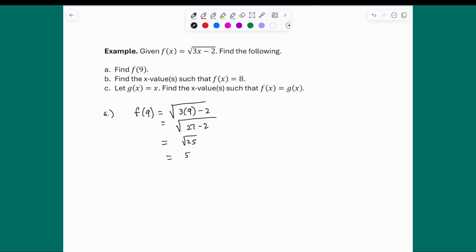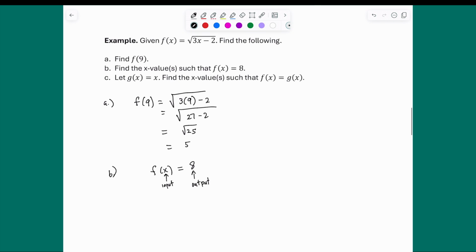So an input of 9 gives us an output of 5. B is a little bit different here, because we're asked to find the values, or x values, such that f of x equals 8. So notice this time we're not given an input, we are given an output, right? So remember, the x value here is the input, and we're given the output of 8. So we're kind of going backwards.